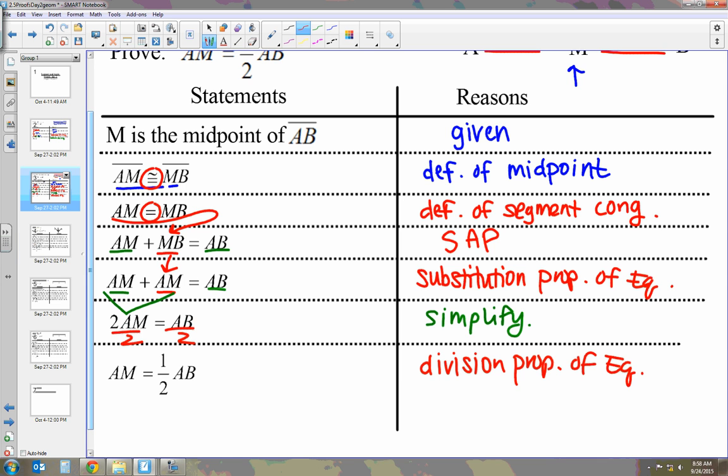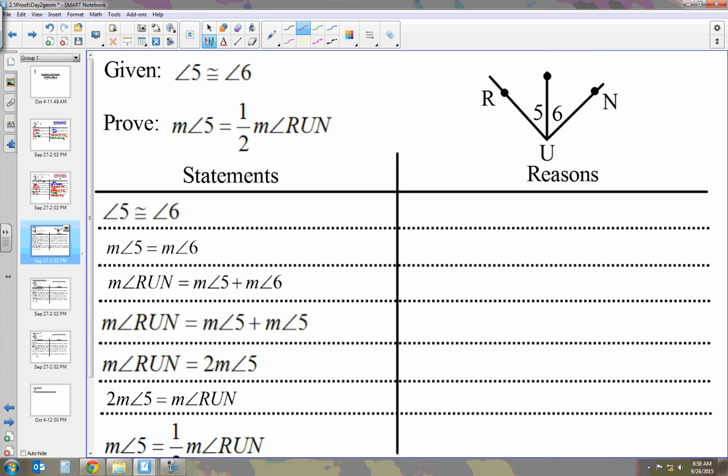All right, let's do another one. This one, I tell you that angle 5 and angle 6 are congruent, so that is our given. And then I say the measure of angle 5 equals the measure of angle 6. Well, I notice that the congruency changed to equality, and that's our definition of angle congruence. Okay. Next up, I tell you that the measure of angle RUN is equal to the measure of angle 5 plus the measure of angle 6.